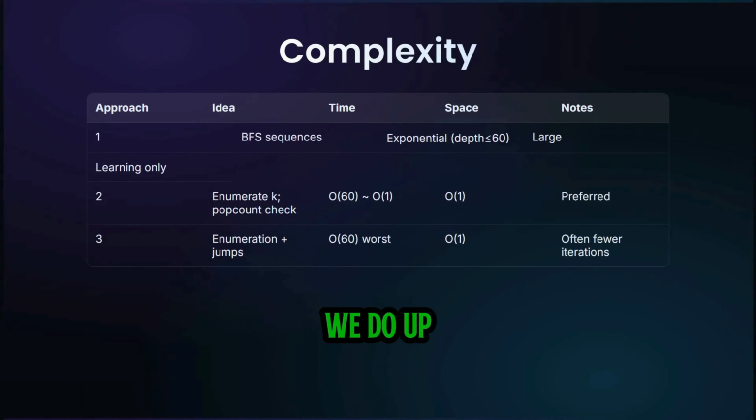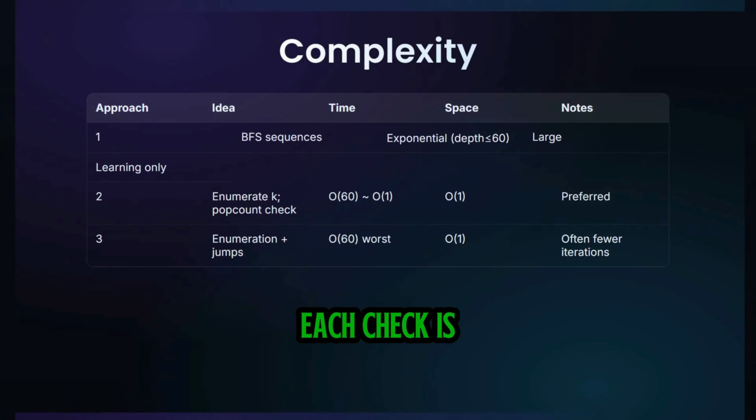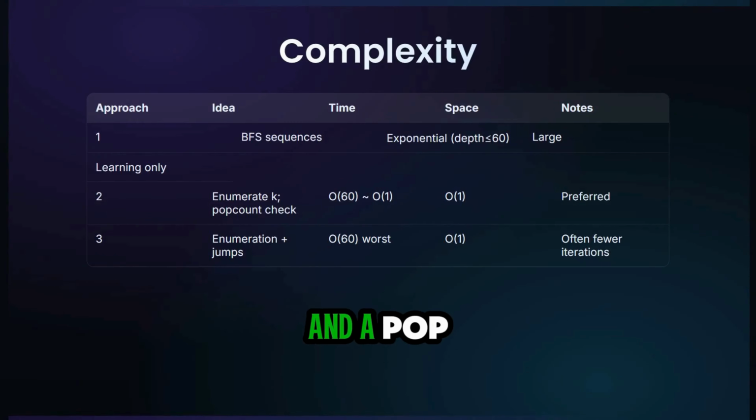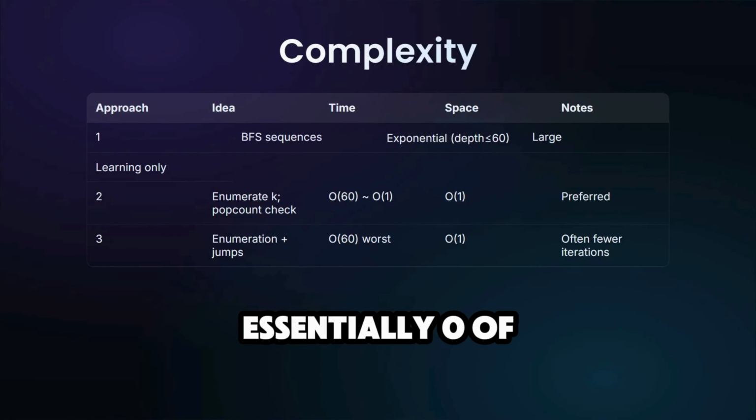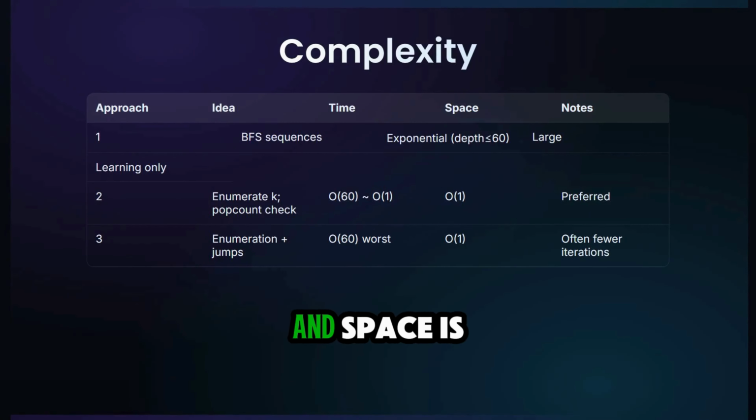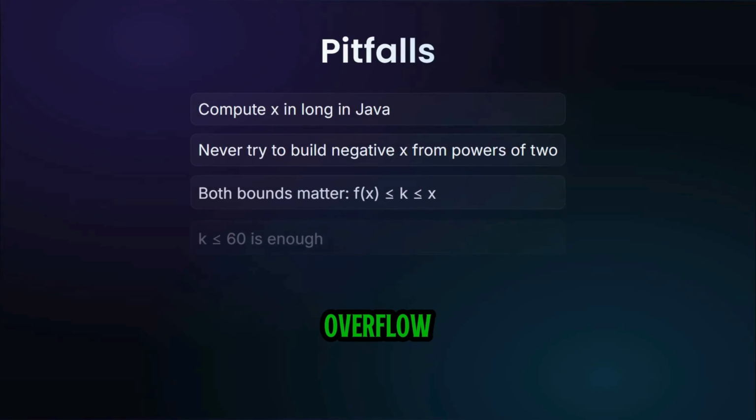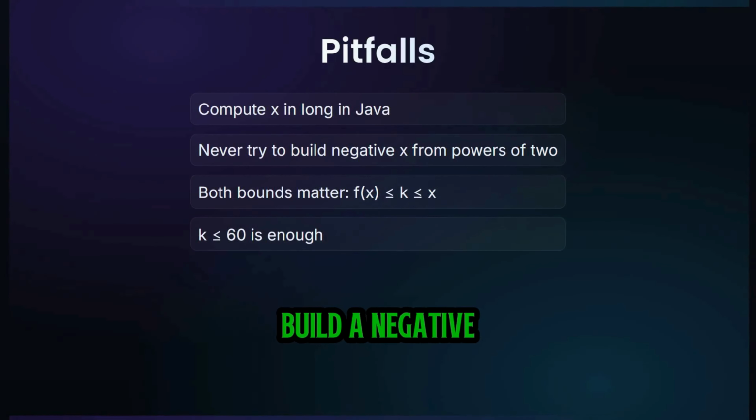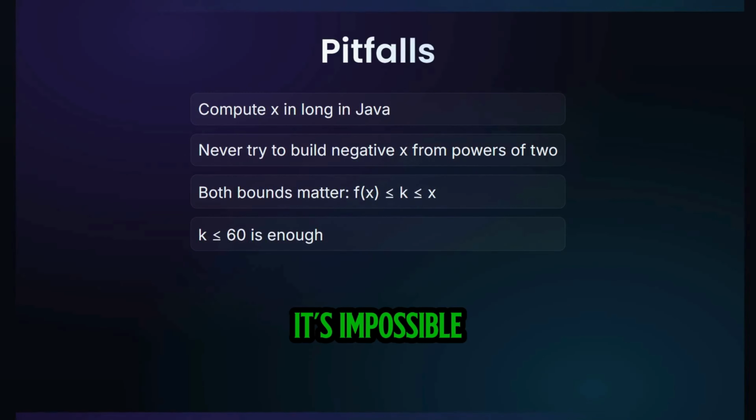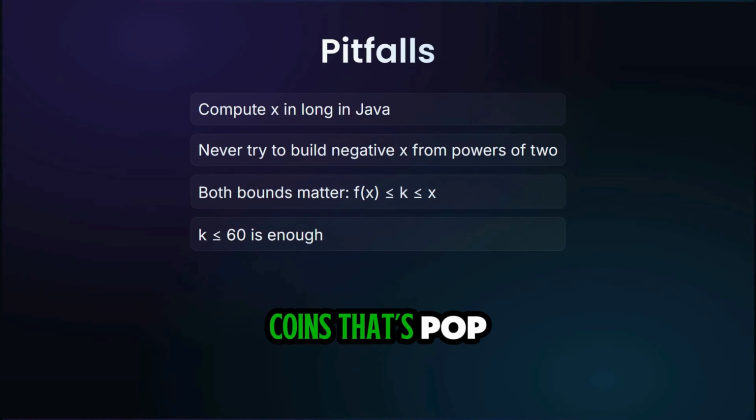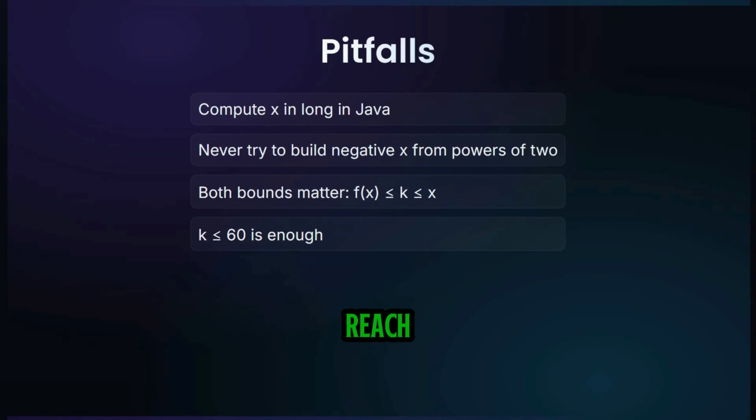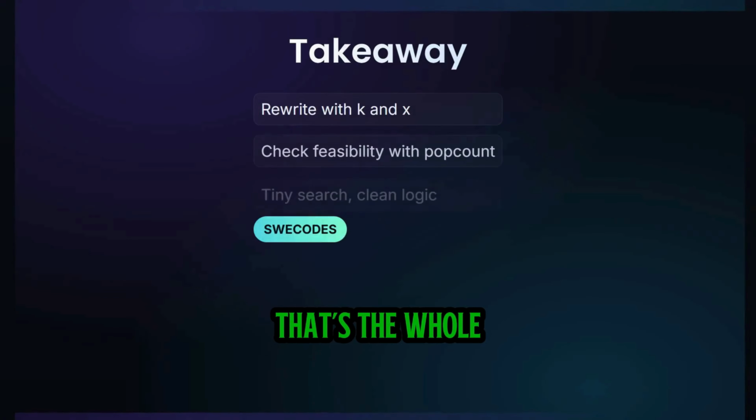Complexity. We do up to 60 checks. Each check is a couple of arithmetic operations and a pop count. So time is essentially O of 1 for the given limits, and space is O of 1. Common gotchas. Use long in Java when computing x to avoid overflow. Don't try to build a negative x from powers of 2. It's impossible. And remember both sides of the inequality. You need enough coins, that's pop count, but you also can't use more coins than the value you're trying to reach. That's the whole story.